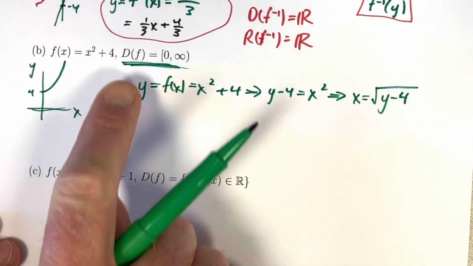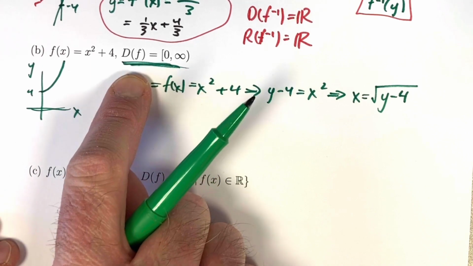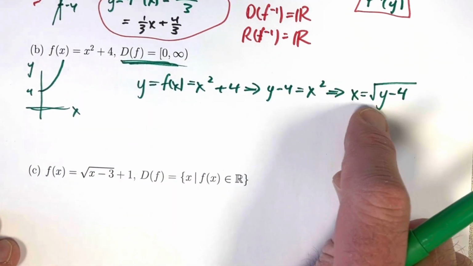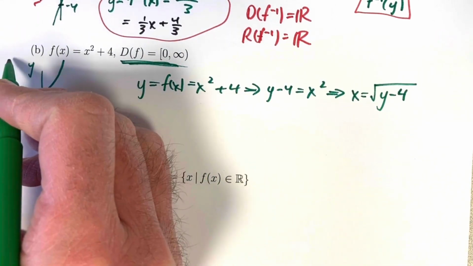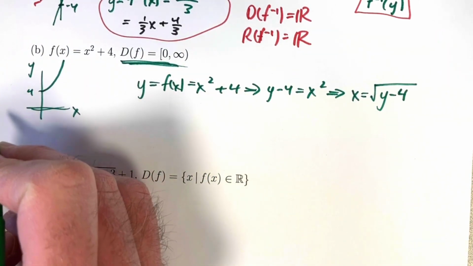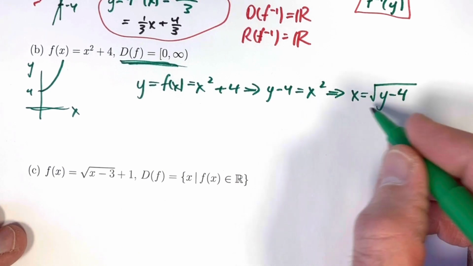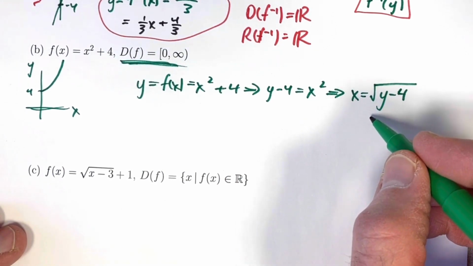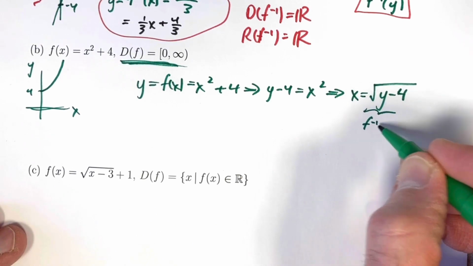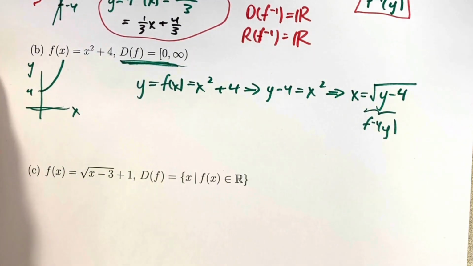If, however, the domain of f had been restricted to be minus infinity to 0, then here I would actually take the negative square root, because the graph would be the piece over here and the x values would be negative. So that's another reason to emphasize that it's not necessarily always a good idea to swap the x and the y here. This would be f inverse of y, and that's fine for the answer.